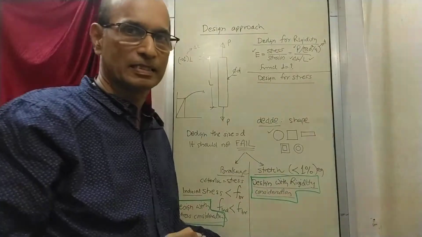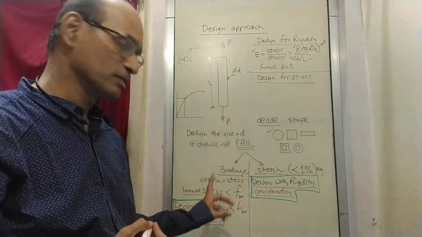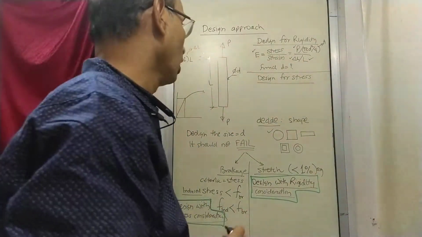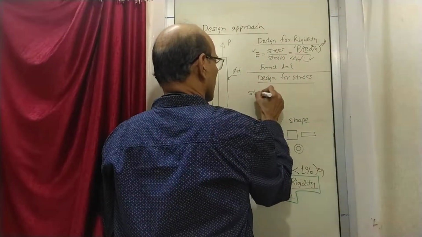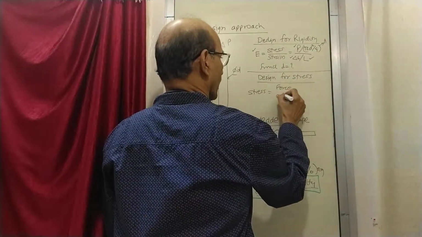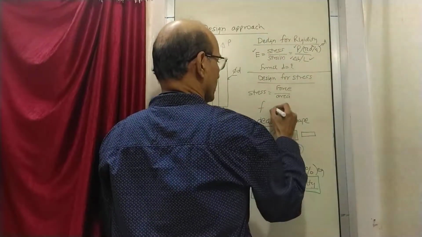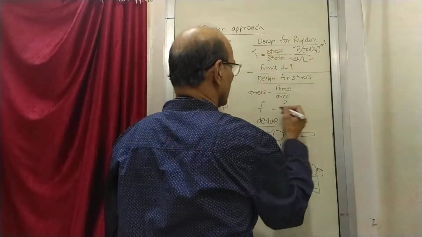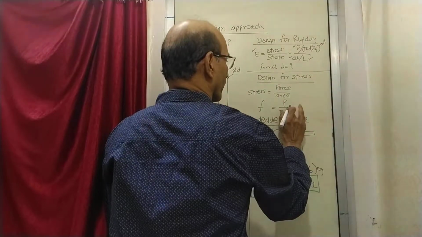Design for stress. Let us design the rod with stress consideration. Now what does it say? You have to bring into the picture the stress. Now how do you bring in the stress? You know that the stress is equal to force upon area. Okay, so in this case stress is F, and force is P that you have applied, and the area is pi d squared by 4.